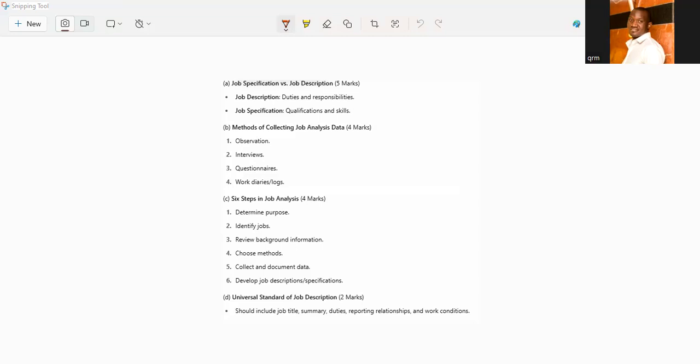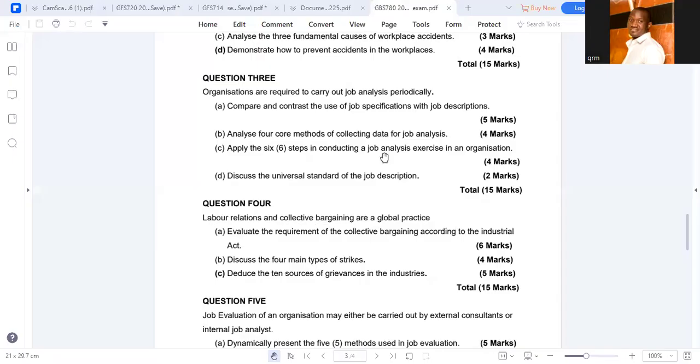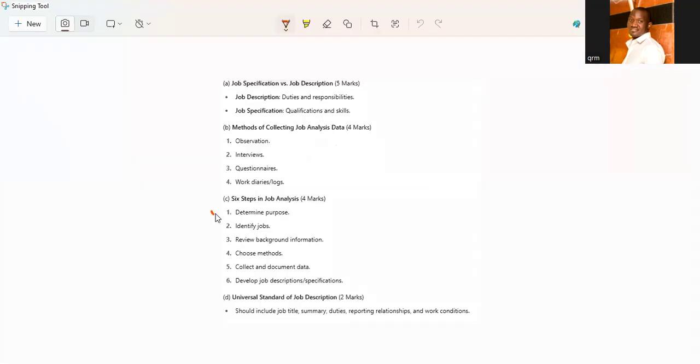All right. So let's go to the 6 steps in job analysis. What are some of the 6 steps when conducting job analysis exercise in an organization? So we determine the purpose, identify the jobs, review the background, choose the methods, collect and document the data and develop the description. So this is what is involved in job analysis.